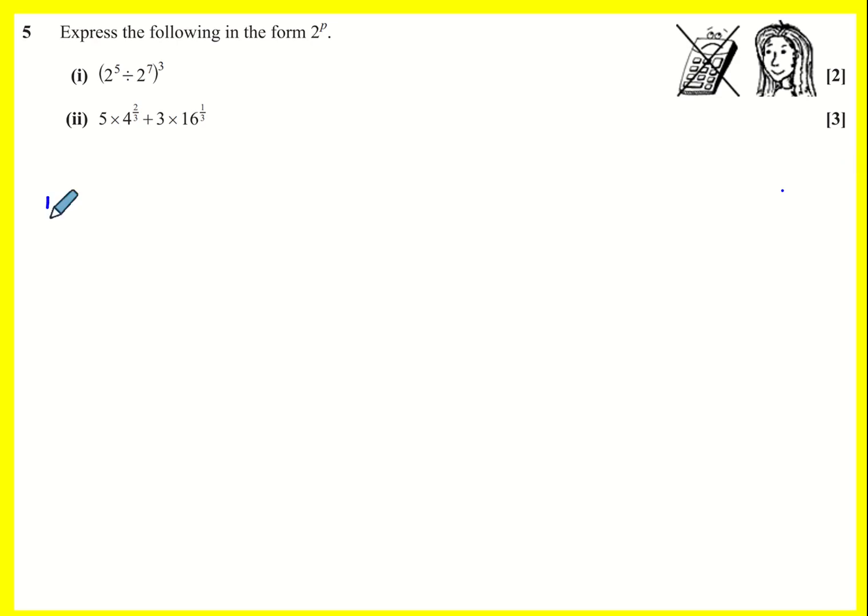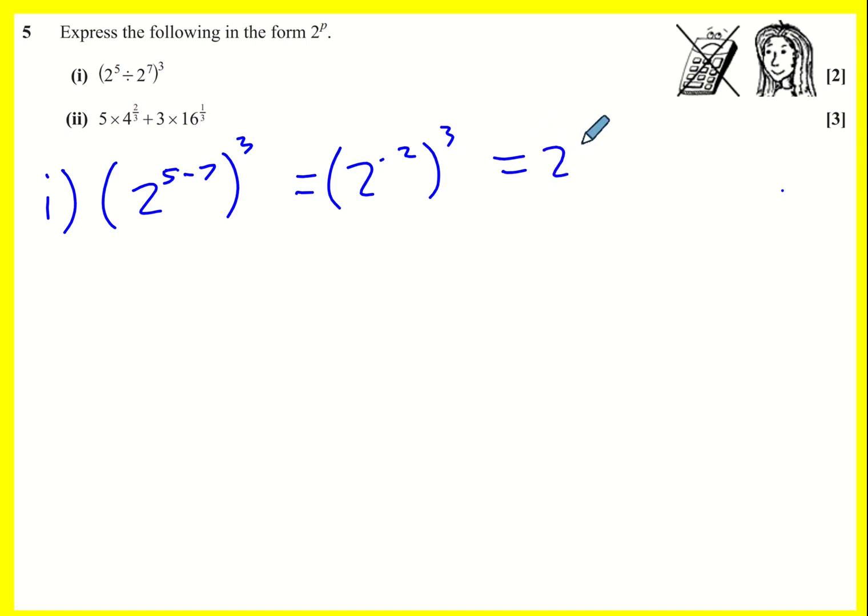Okay, in this question, part one, we've got 2 to the 5 divided by 2 to the 7. We can use the rules of dividing powers, and it'll be 2 to the 5 minus 7, all to the power 3, which is 2 to the minus 2 to the power 3, which is 2 to the power of minus 6, because you multiply these two together. So there we go, there's our answer.